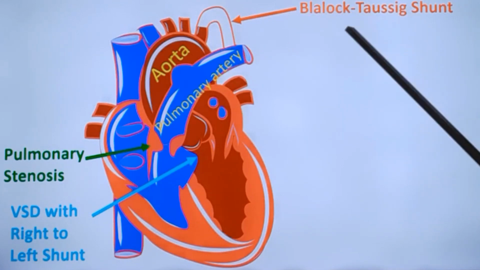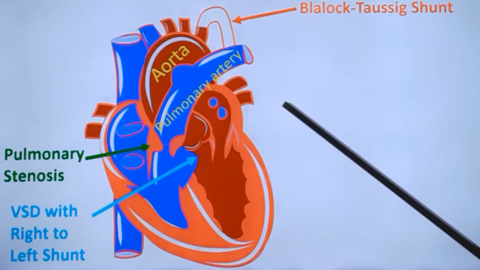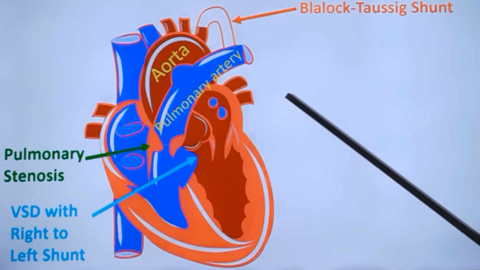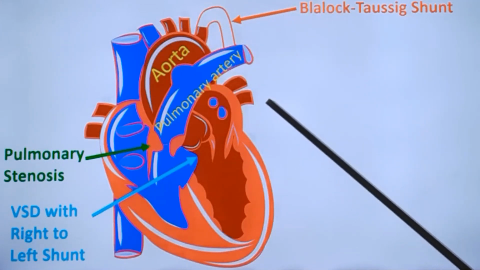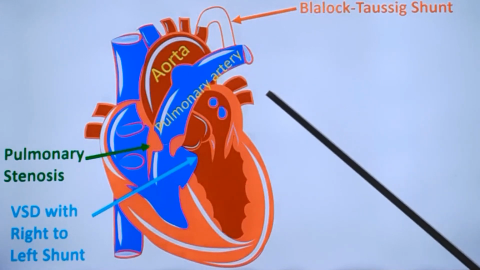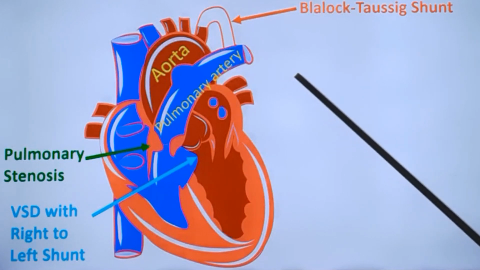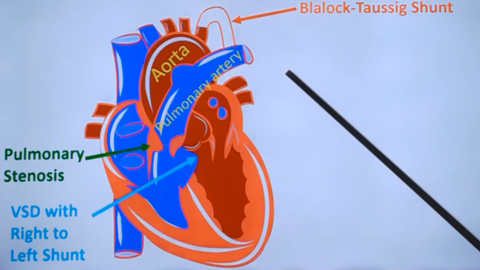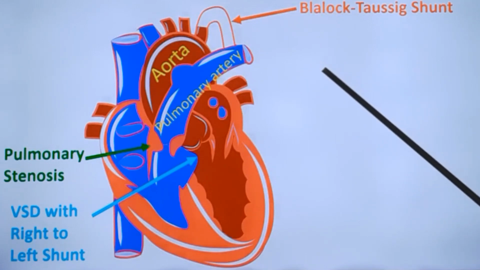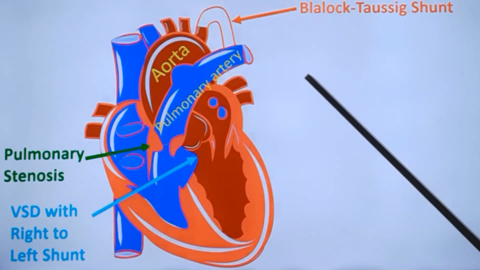But this has some problems. One, the flow may be increased in the long run, leading to pulmonary hypertension and pulmonary vascular disease. Second, you are removing the blood supply to the arm. This could lead to exercise related symptoms in the arm and sometimes also subclavian steal syndrome, as there could be retrograde flow into the exercising arm from the cerebral circulation.